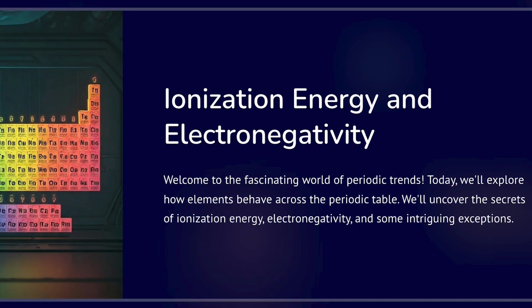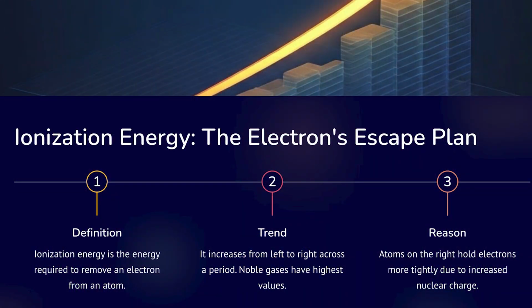Now let's talk about ionization energy, which is the energy required to remove an electron from an atom. As you move from left to right across the period, ionization energy increases.